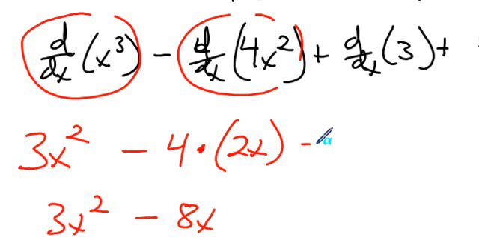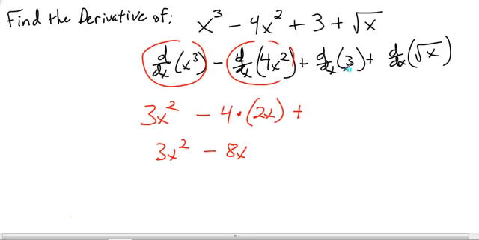Derivative of 3. Well, the derivative of any constant is 0, so that's just going to be left with 0. Now this one I have to change. Before I evaluate its derivative, I need to turn it from radical form into exponential form. That's nothing more than x to the 1/2, if you remember your rules of exponents.